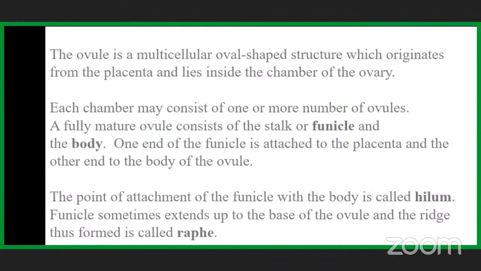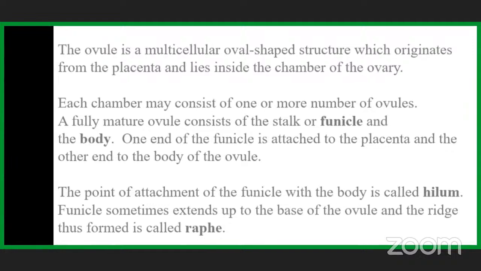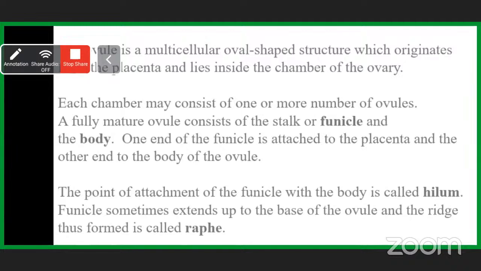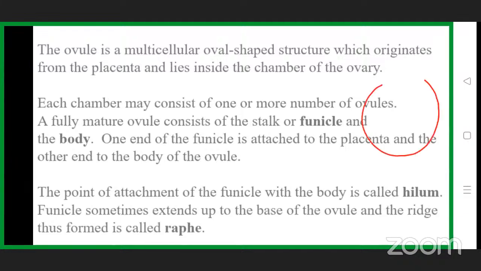I already told you, it is an oval-shaped structure. It originates from the placenta and lies inside the chamber of the ovary. In the chamber of the ovary, ovules are present, either 3, 4, 5, 6, 7, whatever it is. Each chamber may consist of one or more ovules, and the ovule has a stalk, the funicle.